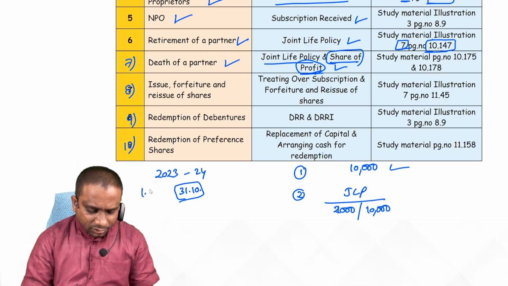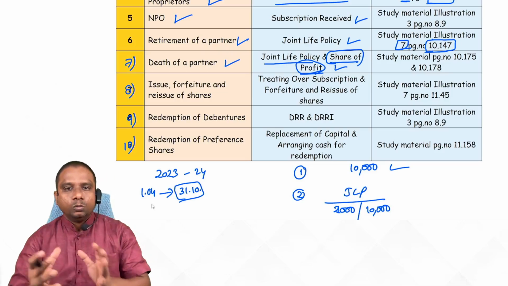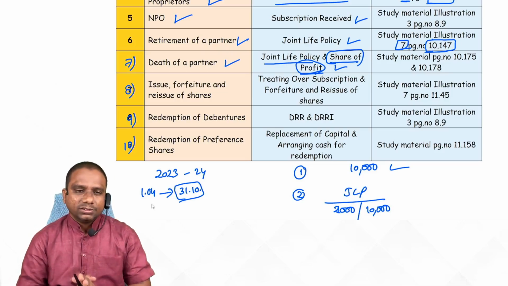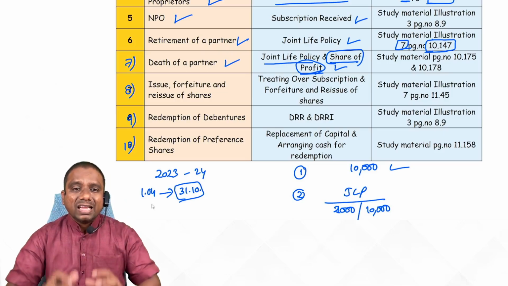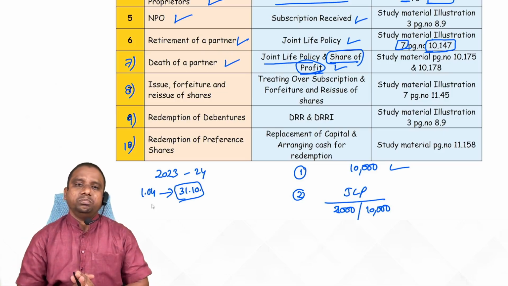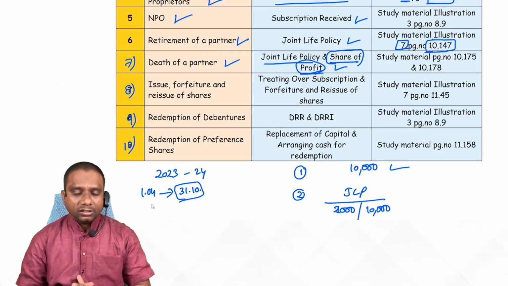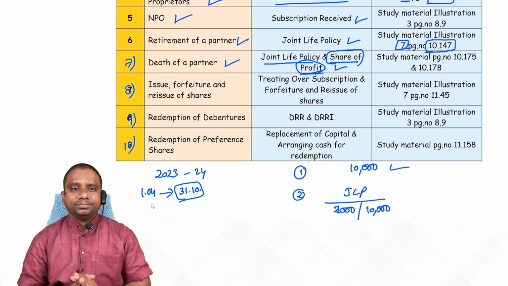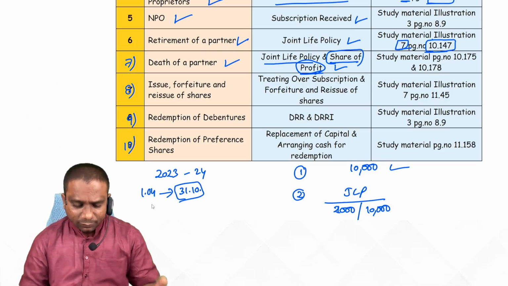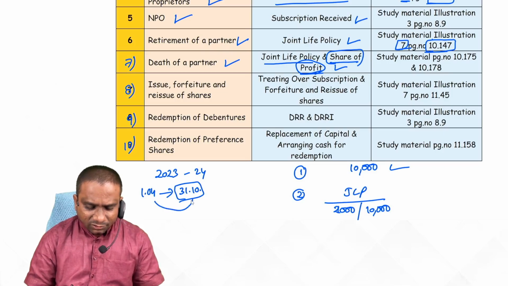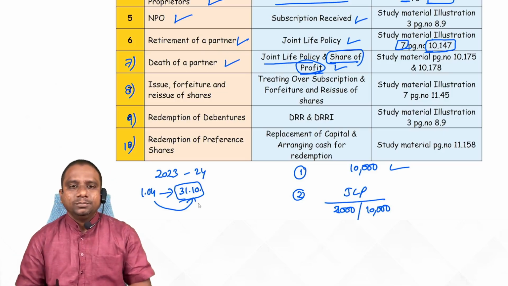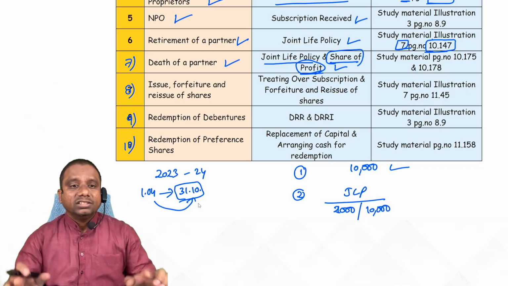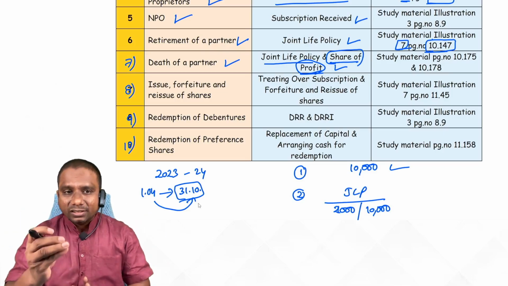Now, from 1st April to 31st October, the period is 7 months. For this 7 months, we have to give share of profit to the partner. To distribute this share, we have some methods. First of all, for this time period, it is difficult to ascertain. It is difficult to prepare financial statements. Generally, financial statements are prepared only at the end of the year.